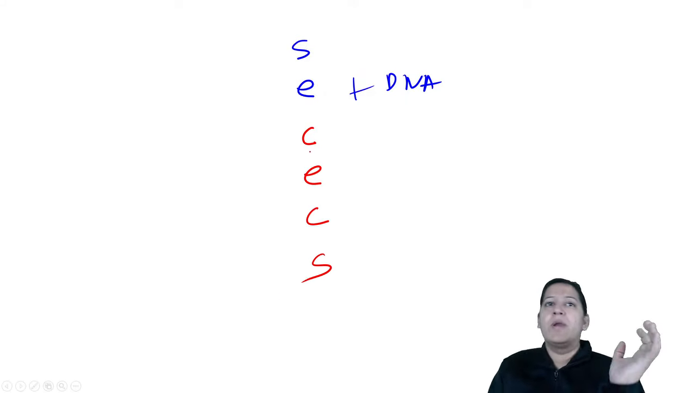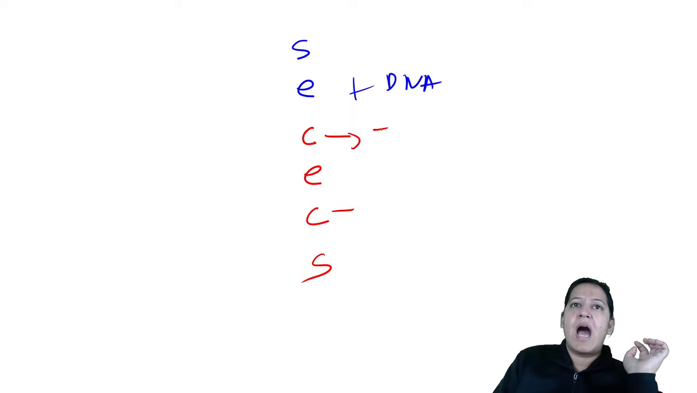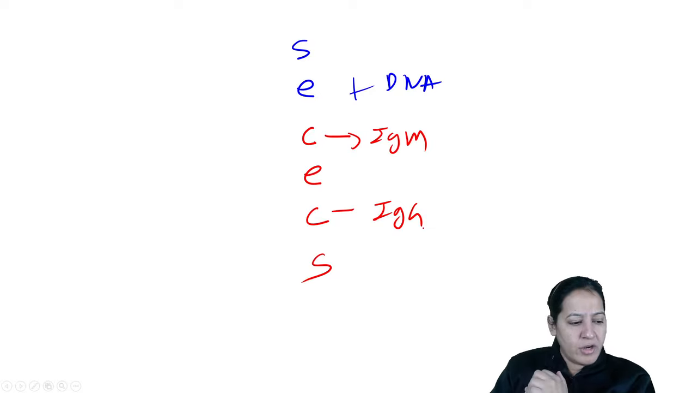So you should make a mnemonic. There are two Cs because one is IgM and one is IgG. First IgM, then IgG.